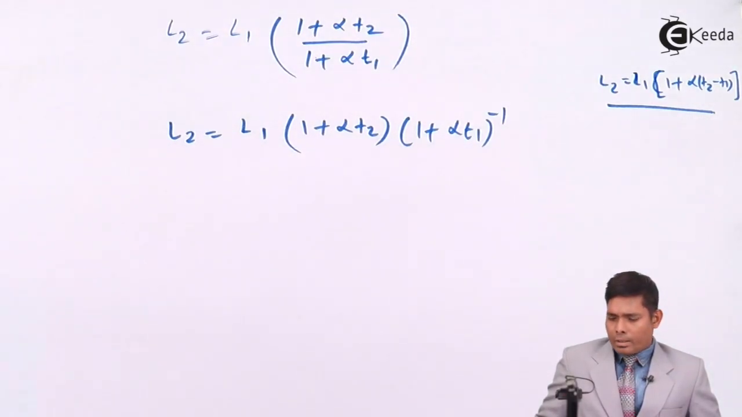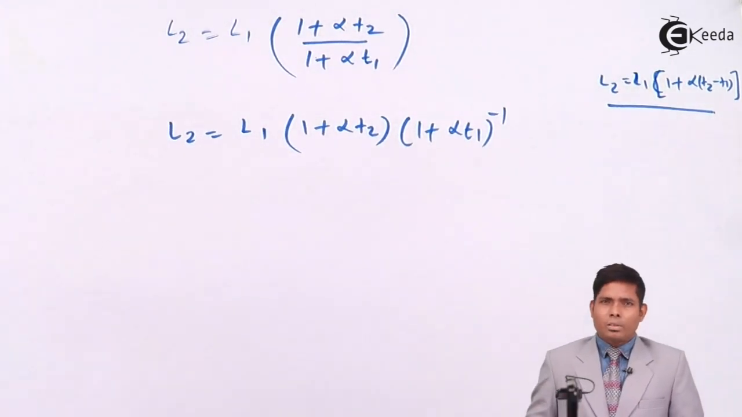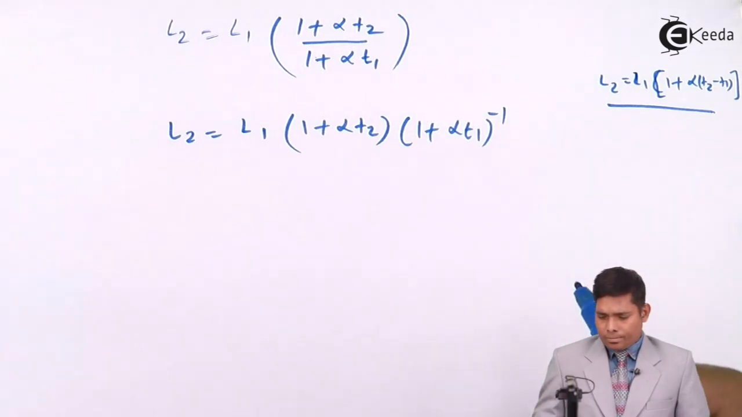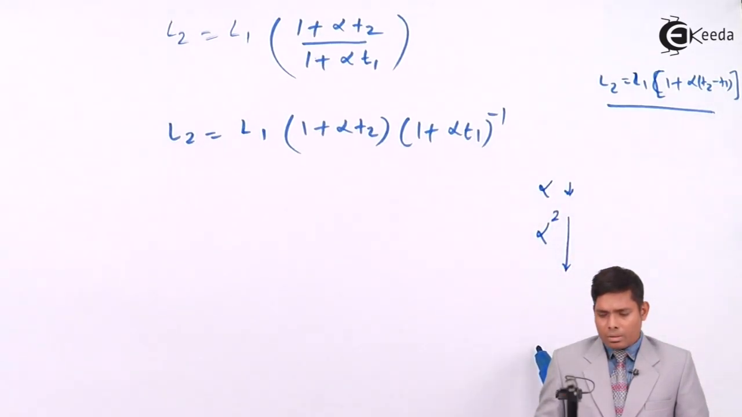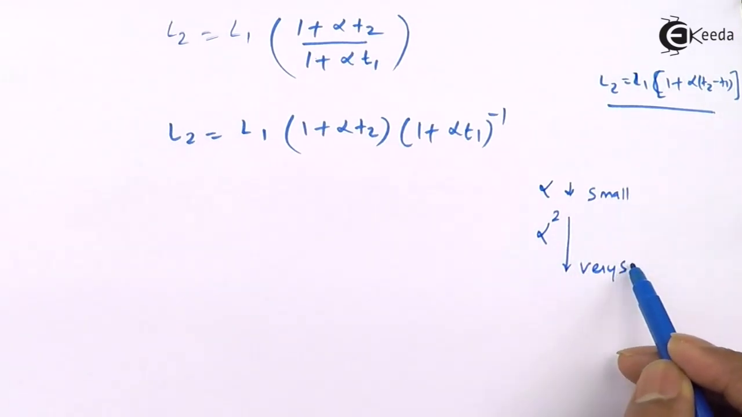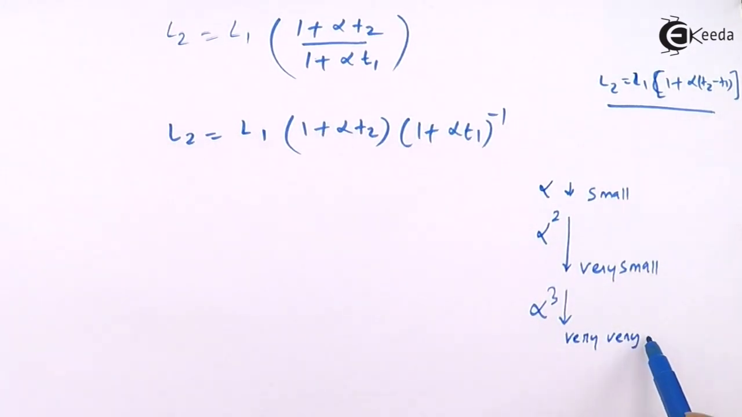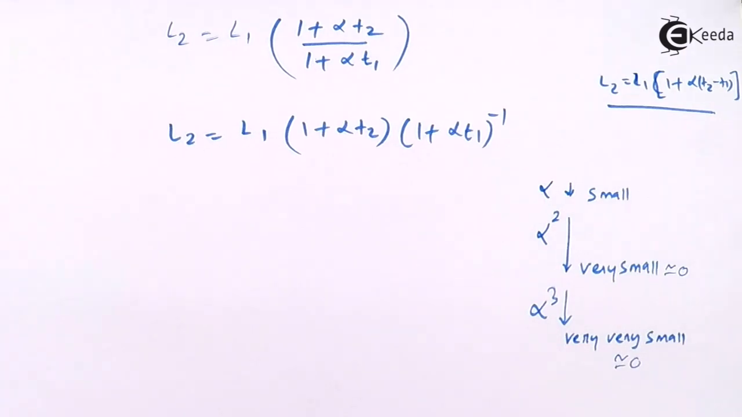So if you write the squares or the higher powers of alpha, or similarly higher powers of beta or gamma, because all these three are mostly of the order of 10 raised to minus 5 or 6, then alpha square or alpha cube will be so small that we can neglect them and make them 0. So the first thing is that alpha is a small number, therefore alpha square is very small, and alpha cube is very small. So these terms can be taken as 0.